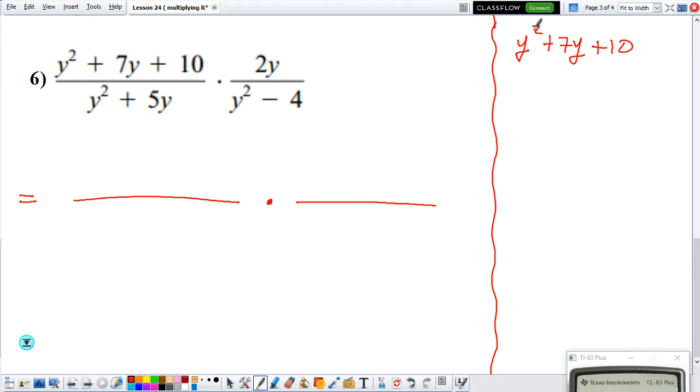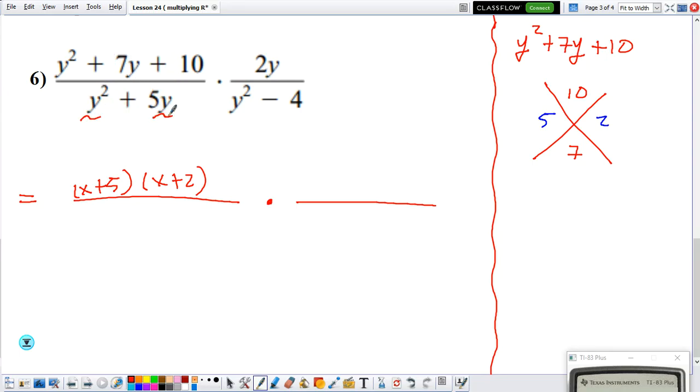3 terms, highest exponent is 2, leading coefficient is 1. So I can do the x method, number on top, 1 times 10, so that's 10, 7. So two numbers that if I multiply them gives me 10, add them up, gives me 7, so that's 5 and 2. That says that the numerator I can rewrite as y plus 5 and y plus 2. Alright, so we just factored the first expression. Now let's look at the denominator.